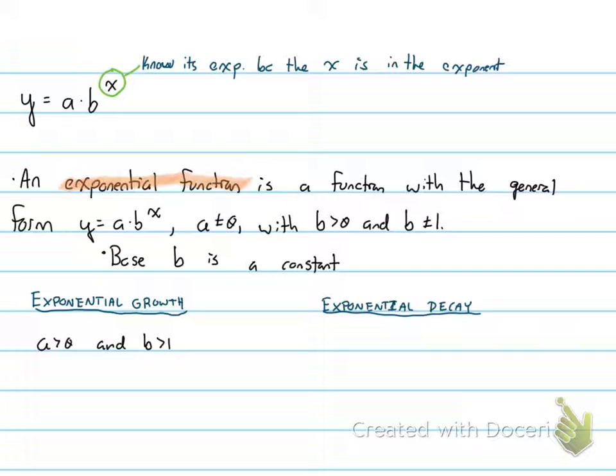Exponential growth is when a is greater than 0 and your b value, or your base, is greater than 1. And when you graph it, it would look something like this. Notice that I'm kind of increasing at an increasing rate here, which is where that curve comes in.